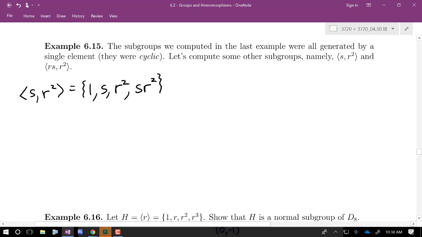And of course, sr squared, you can check this. I'll leave this for you to check on your own if you wish, but when you combine any of these 4 elements with each other, you'll just get another element that's already in the set. So there's nothing else we can generate. S times sr squared, for example, is r squared. R squared times sr squared is just s. Sr squared times sr squared is 1, and you can work out the details if you want to see those. So there's that subgroup, and let's try this one, rs and r squared.